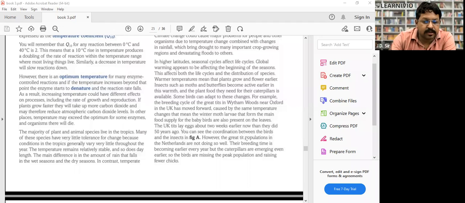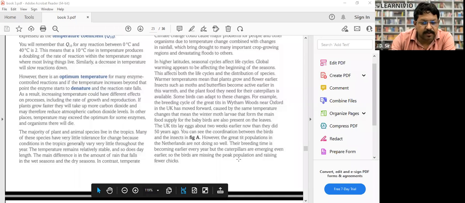So their breeding cycle has become faster. So you can see the coordination between the birds and insects. However, the great tits population in the Netherlands is not doing so well. Their breeding time is becoming earlier every year, but caterpillars are emerging even earlier. So the birds are missing the peak population and raising few chicks.